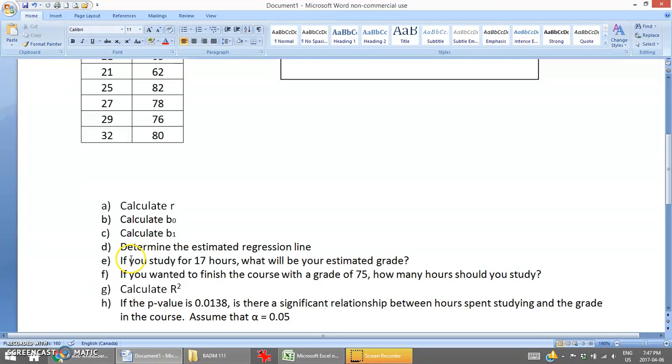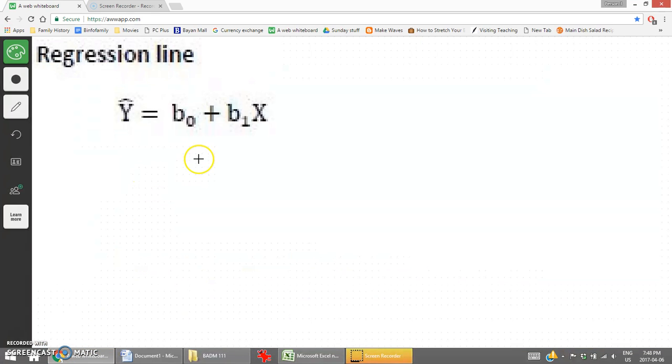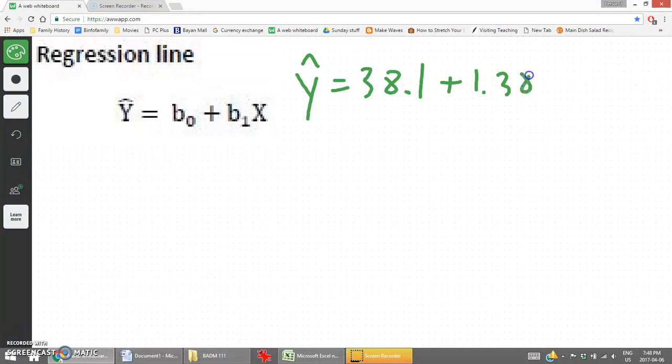What we can do now is answer questions part E and F. If you study for 17 hours, what will be your estimated grade? Remember that study time is x. So 17 equals x for part E. For part F, it says if you wanted to finish a course with a grade of 75, how many hours should you study? So we know that the grade, being the y value, is 75, and we're trying to calculate x, how many hours. So let's go back to our equation. We know that the equation equals 38.1 plus 1.38 times x.